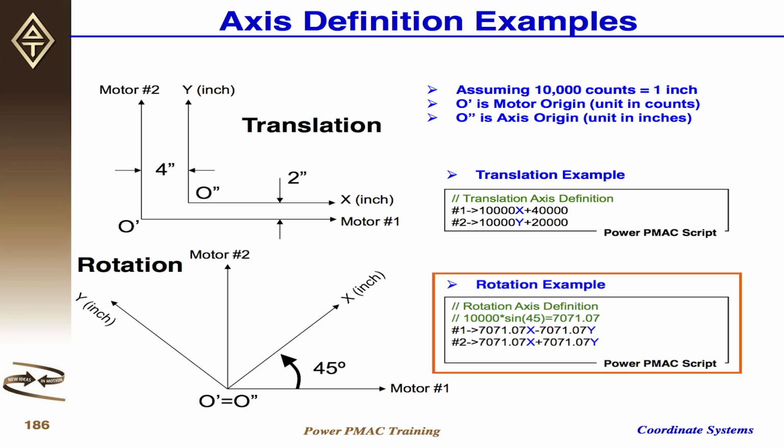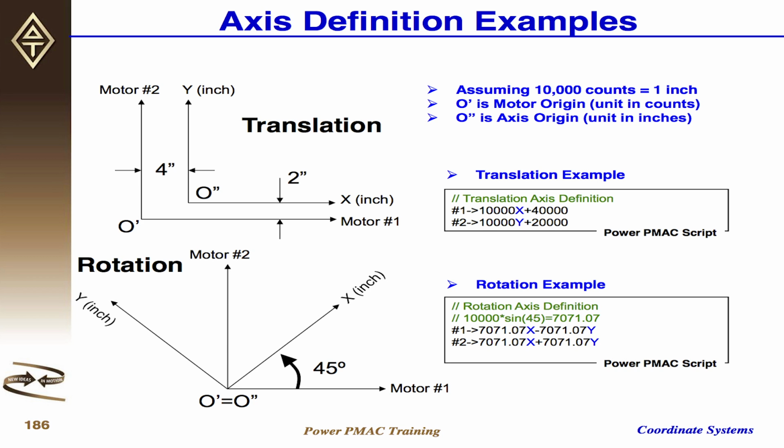Now, if I move motor 1, we see my x-axis is increasing and my y-axis is decreasing. That's because if I have motor 1 right here, that's equal to the sum of an x-axis position of here with a y-axis position of here somewhere. So, motor 1 is being defined to 7071.07x minus 7071.07y.